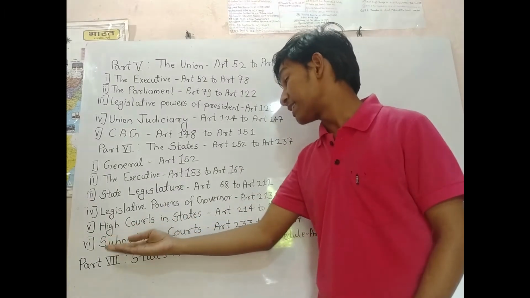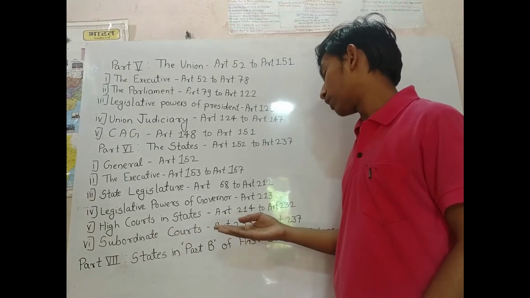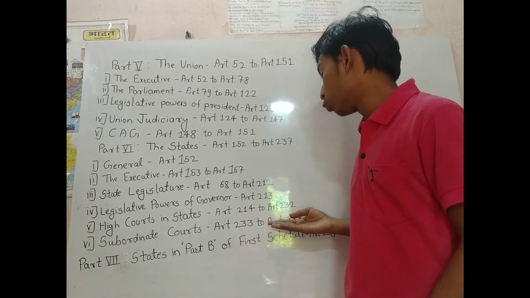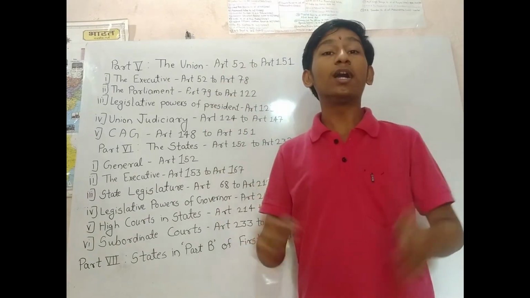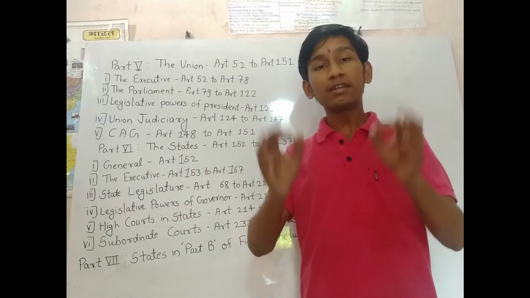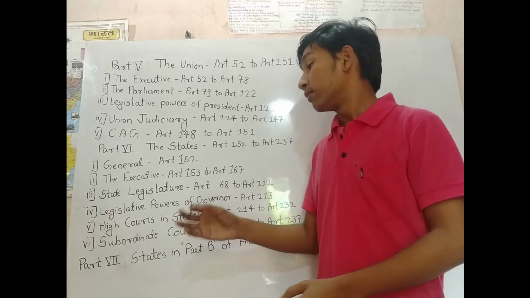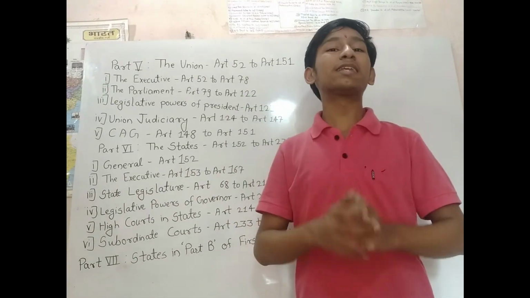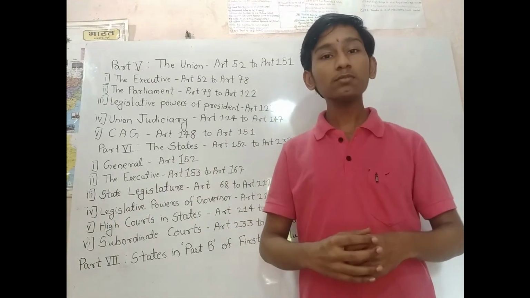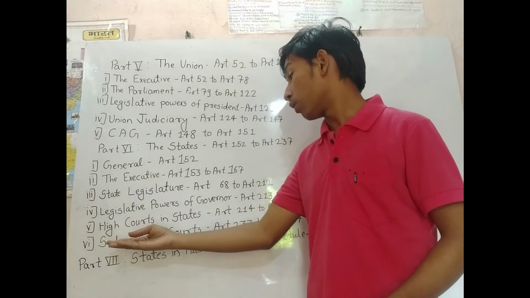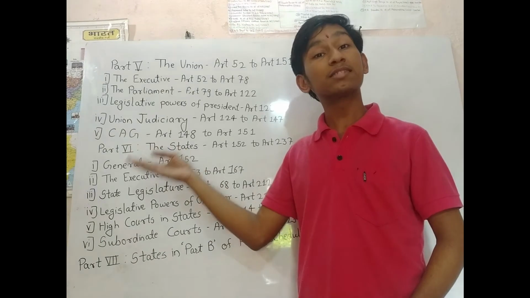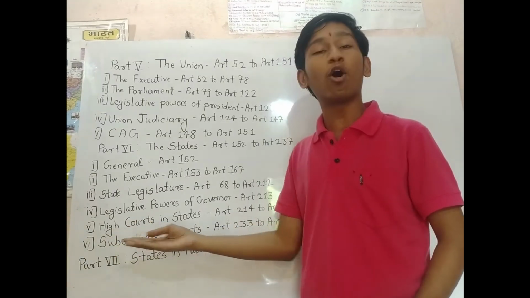And last, the subordinate courts, from Article 233 to Article 237, meaning district courts, session courts and every other court in the territory of India. The provisions regarding its function are given in this Part 6, the last chapter of Part 6 of the Indian Constitution, subordinate courts.